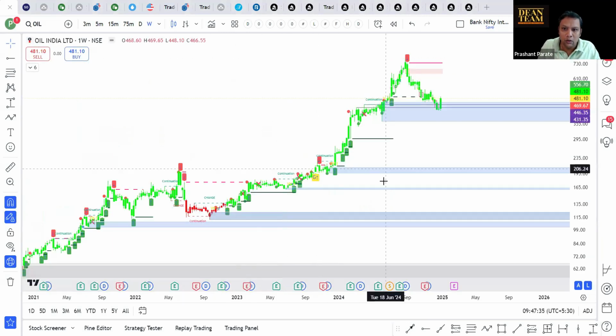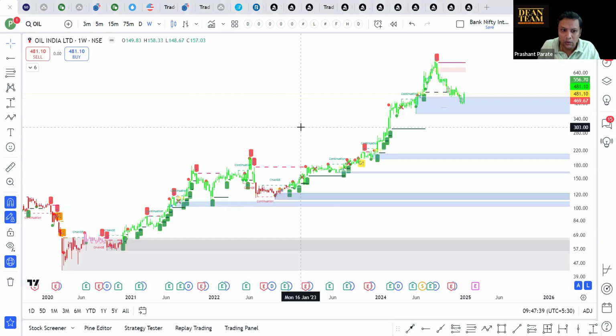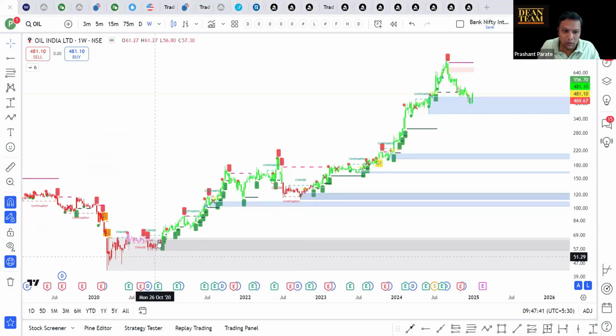Oil India on weekly chart. Now it started an uptrend here, broke here. Again, a new uptrend started from 136, and prices are moving up with strong buying force.